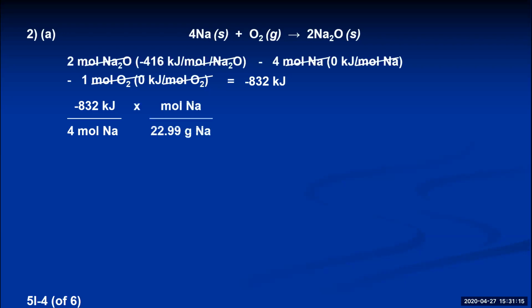Using sodium's molar mass, we can convert moles into grams, cancel out the moles, and we'll now have the energy released in kilojoules per gram of sodium. This comes out negative 9.05 kilojoules per gram of sodium.